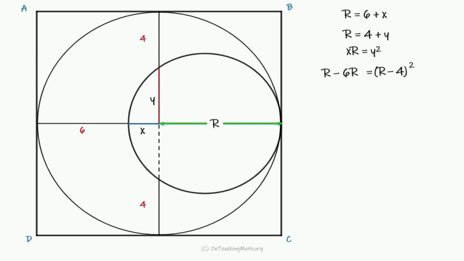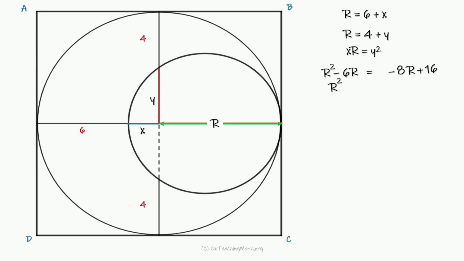So R squared minus 6R, and then R minus 4 squared. Well, that's R minus 4 times R minus 4. So that's R squared, and then minus 8R, and then plus 16, right? Cool. Now let's go ahead and simplify this, see if we can solve for R.